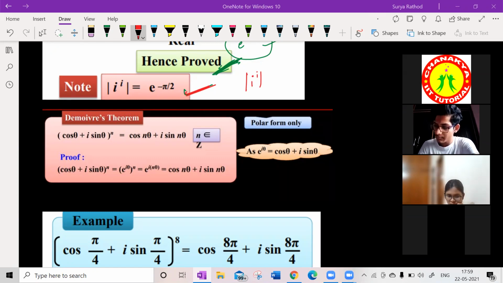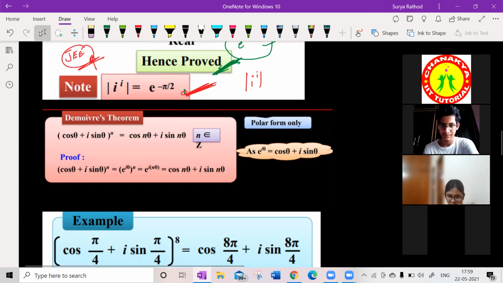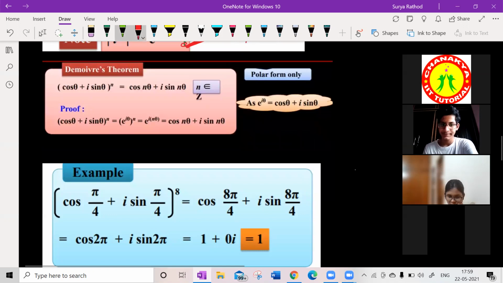Clear? So i to the power of i, modulus of i to the power of i, is what? e to the power of minus pi by 2. Guys, remember this, this is a JEE point. Clear? Understanding? Next we'll go for De Moivre's theorem.